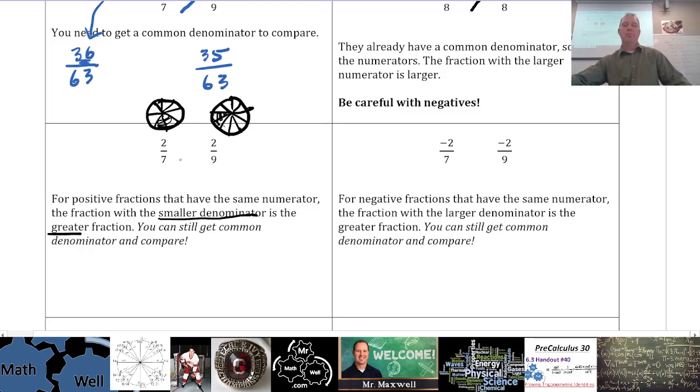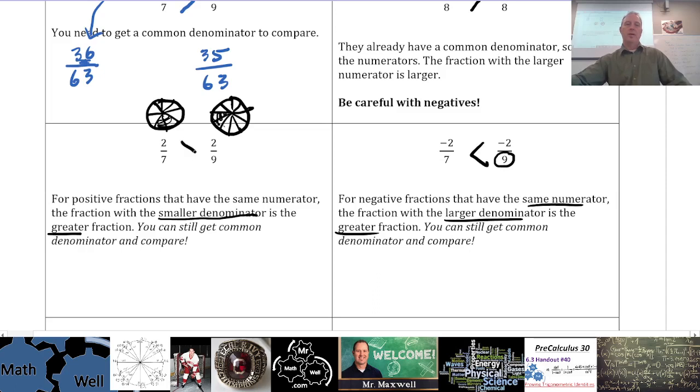Because if you had, for example, 2/1, that's a really small denominator, and that's the same as 2 whole pizzas. Right? Okay, so that's a rule there, or you could just do the common denominator. Here, if it's negative and they have the same numerator, it's opposite. So the larger denominator is greater. Okay? So the larger denominator here, this one would be greater.